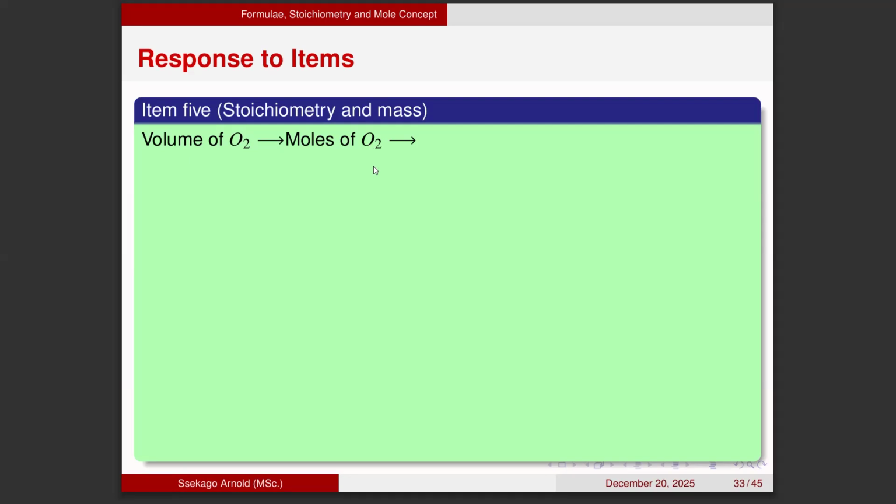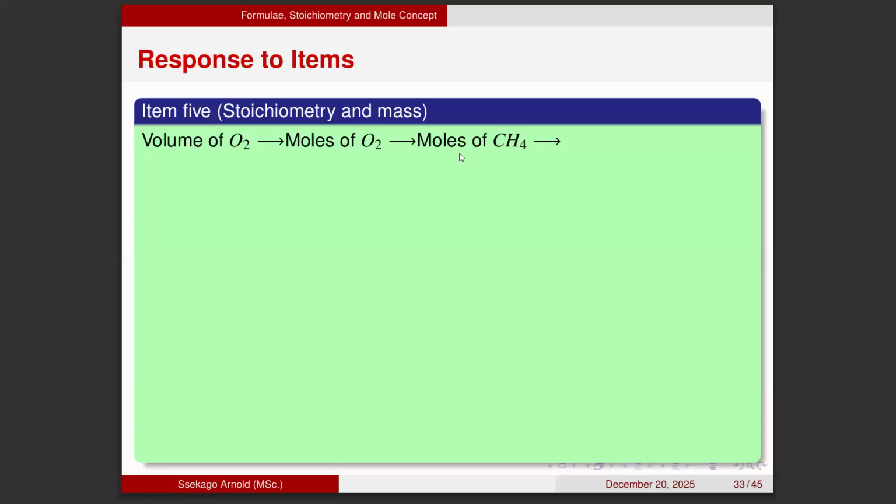Then since we shall be having moles of oxygen, we shall use the equation to find moles of the hydrocarbon. The hydrocarbon is methane. Hydrocarbons, so you look at the equation, you look out for that compound which is made up of carbon and hydrogen. That is what we call the hydrocarbon. And from the given equation, our compound is CH4. Then from the moles of CH4, we shall find mass of CH4.